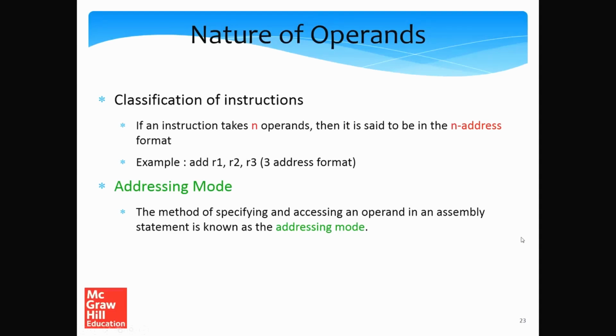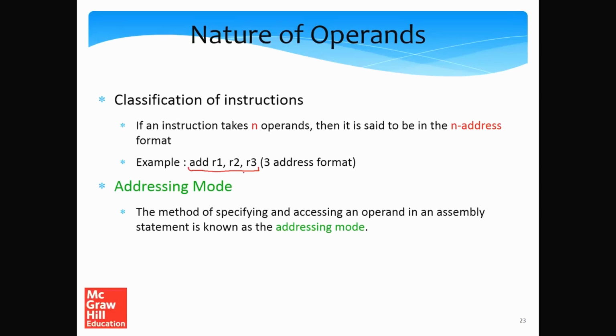Let us now discuss the nature of operands. Let's begin by classifying instructions and defining some basic terms. If an instruction takes n operands as input, then we say that it's in the n address format. For example, this add instruction over here takes 3 operands as input, so we say that it's in the 3 address format. Similarly, we can have instructions in the 1 address, 2 address, and we can even have 4 address format instructions. So an address format basically refers to the number of operands that an instruction takes.